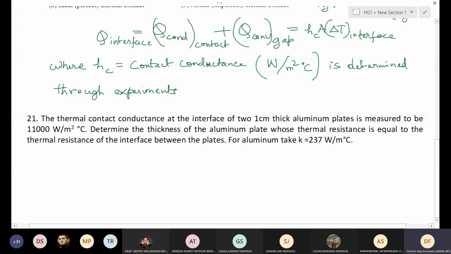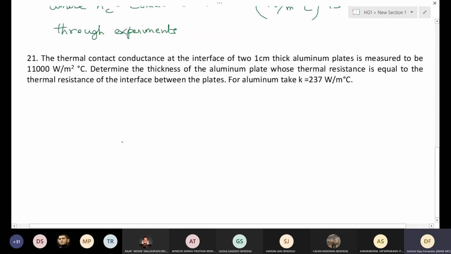The thermal contact conductance at the interface of two 1 centimeter thick aluminum plates is measured to be 11,000 watt per meter square degree centigrade. Determine the thickness of an aluminum plate whose thermal resistance is equal to the thermal resistance of the interface between the plates. So the problem tells us there are two 1 centimeter thick aluminum plates.